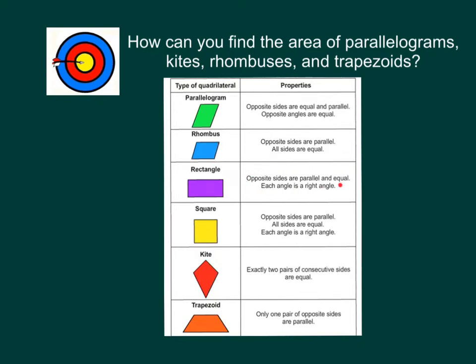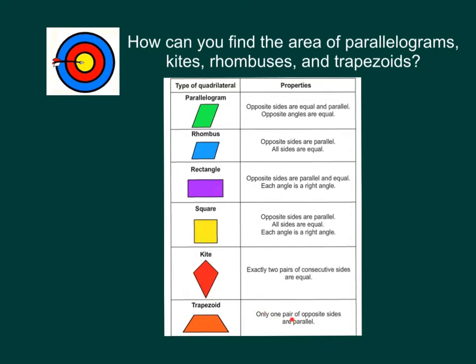A rectangle, opposite sides are parallel and equal. So top and bottom are parallel and equal, side and side are parallel and equal, and each angle is a right angle. We saw that last week on one of the homework assignment problems. Square, opposite sides are parallel, all sides are equal, each angle is a right angle. On a kite, exactly 2 pairs of consecutive sides are equal. So here's my first pair, the top of the kite, they're equal. And then the bottom of the kite, these are also equal.